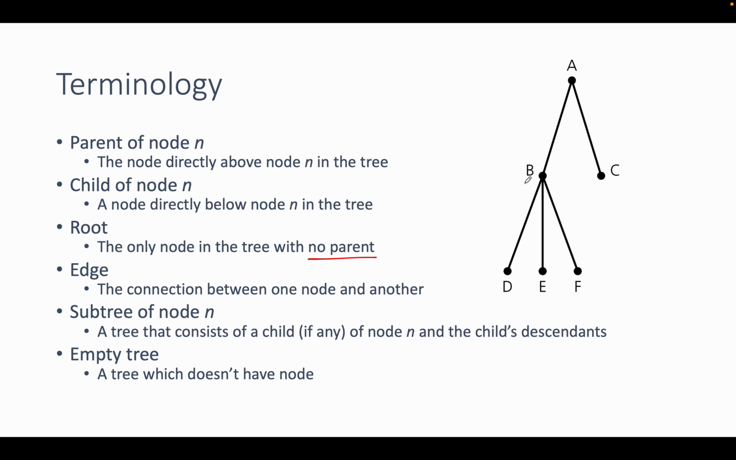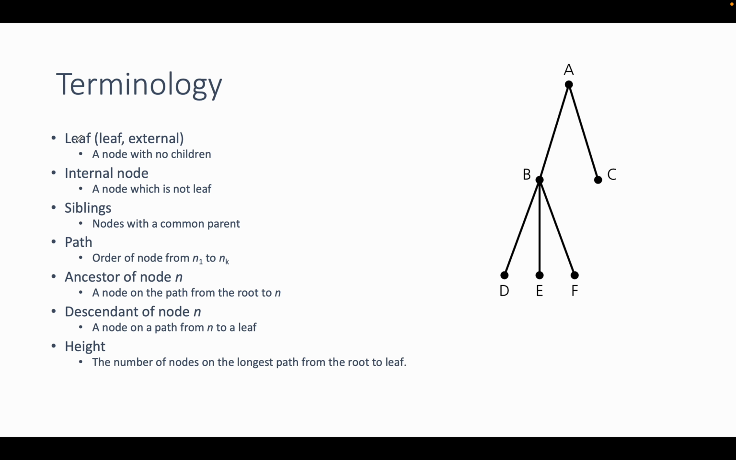Subtree. Here is a subtree of A, the left subtree and right subtree. When it is empty, it means there is no node. Leaf is the last one, which has no children. Internal node is not a leaf. Siblings are nodes that have a common parent, like D, E, F. Path is the route between each node.